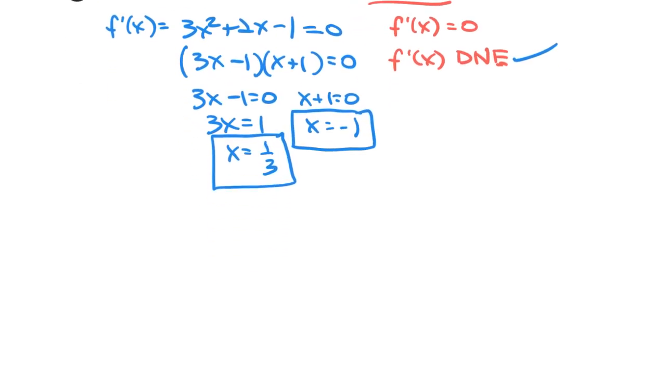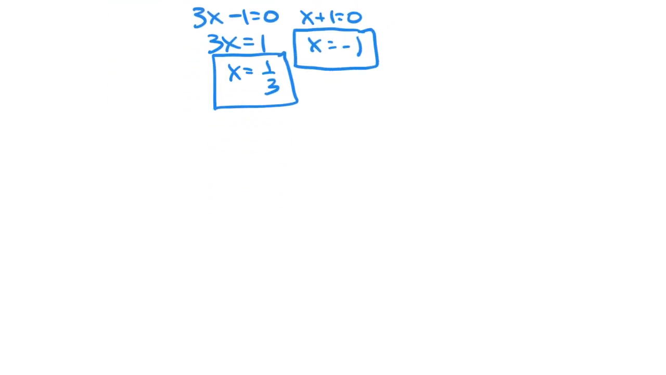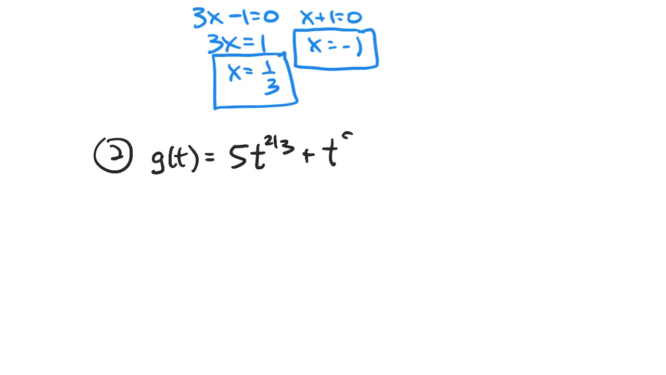So let's try one that's a little bit more work. Let's say we've got problem number 2, which says g of t equals 5t to the 2/3 plus t to the 5/3. So again, we're looking for critical numbers, which means we need to find the derivative and see where the derivative doesn't exist or see where the derivative is 0.